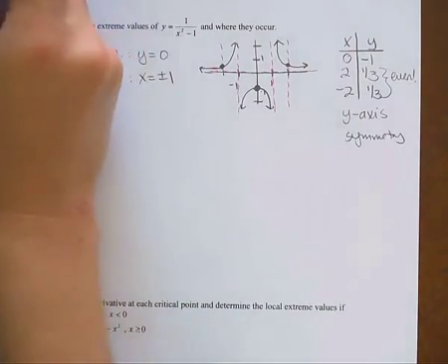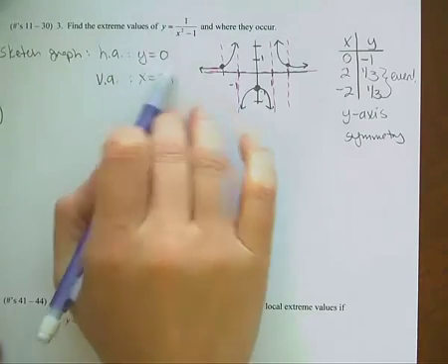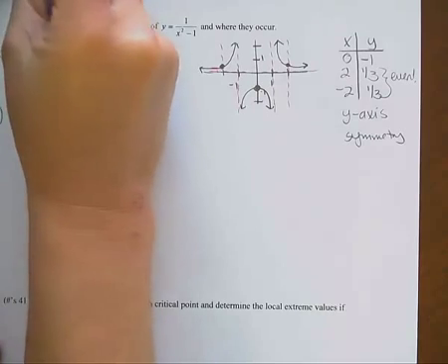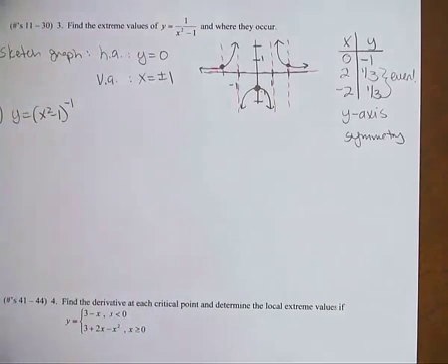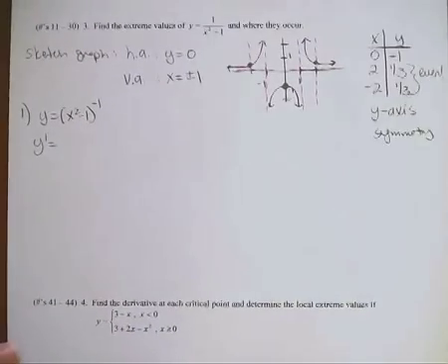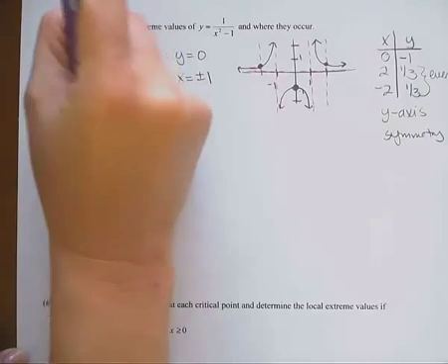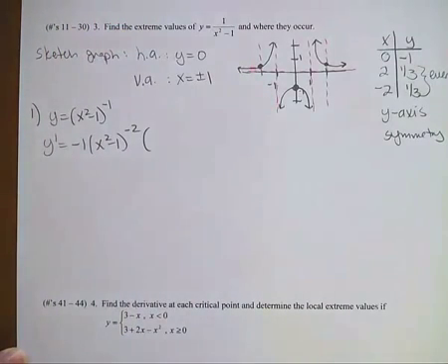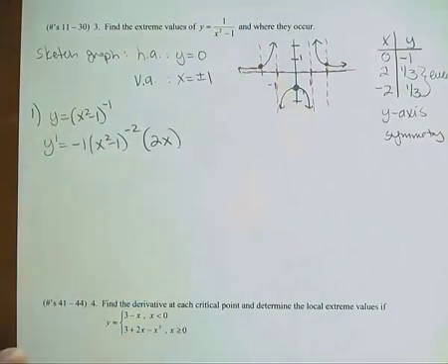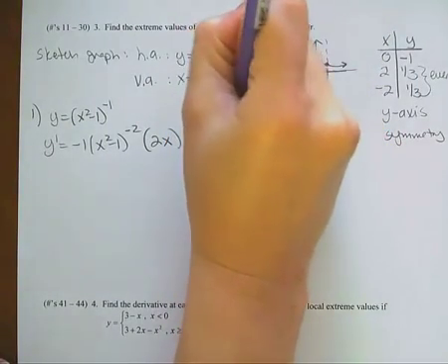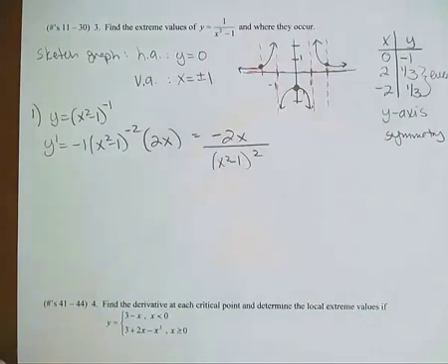So for step 1, we find the derivative of y. Let's notice that y is equal to x squared minus 1 to the negative 1, which makes it easier to find the derivative. So I'll use the power rule and chain rule. The derivative would be negative 1 times x squared minus 1 to the negative 2, multiplied by the derivative of the inside, which is 2x. Simplifying a little bit, it's negative 2x all over x squared minus 1, squared.